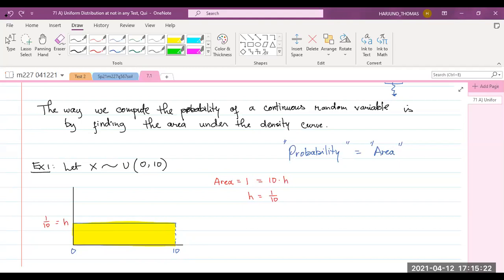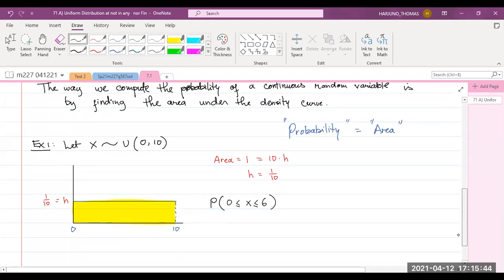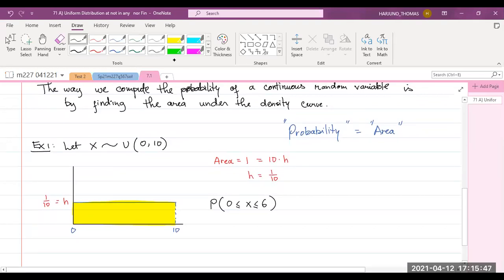1/10 in this case. Now, the probability, let's say this is the time for the bus to show up, the probability that the bus comes between 0 and, let's say, 6 minutes from now, from 0 to 6, will be equal to the area under the curve between x equals 0 and x equals 6.